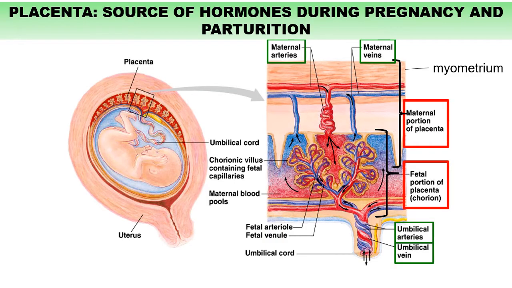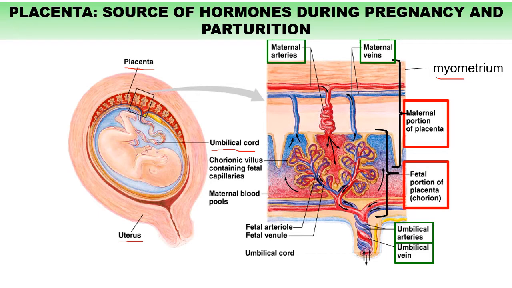Okay, so now we're going to look at the placenta, which is the source of hormones during pregnancy and parturition. So here is the placenta, here is the umbilical cord, and here is the uterus. Now let's zoom in into the placenta.